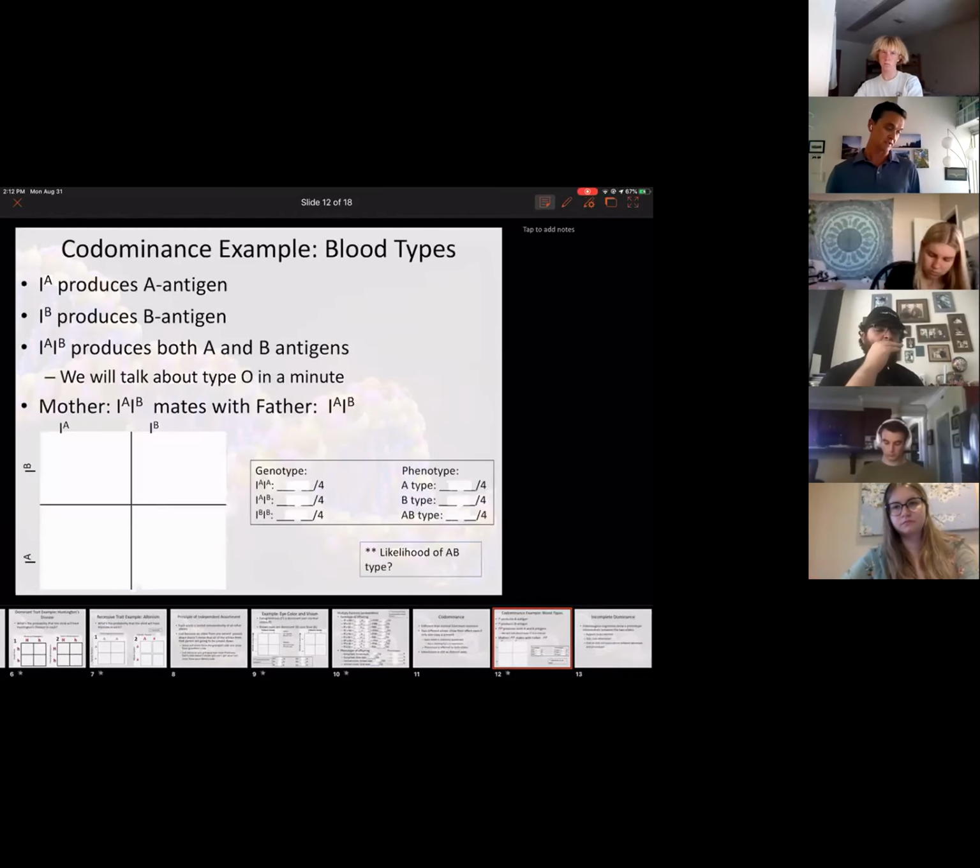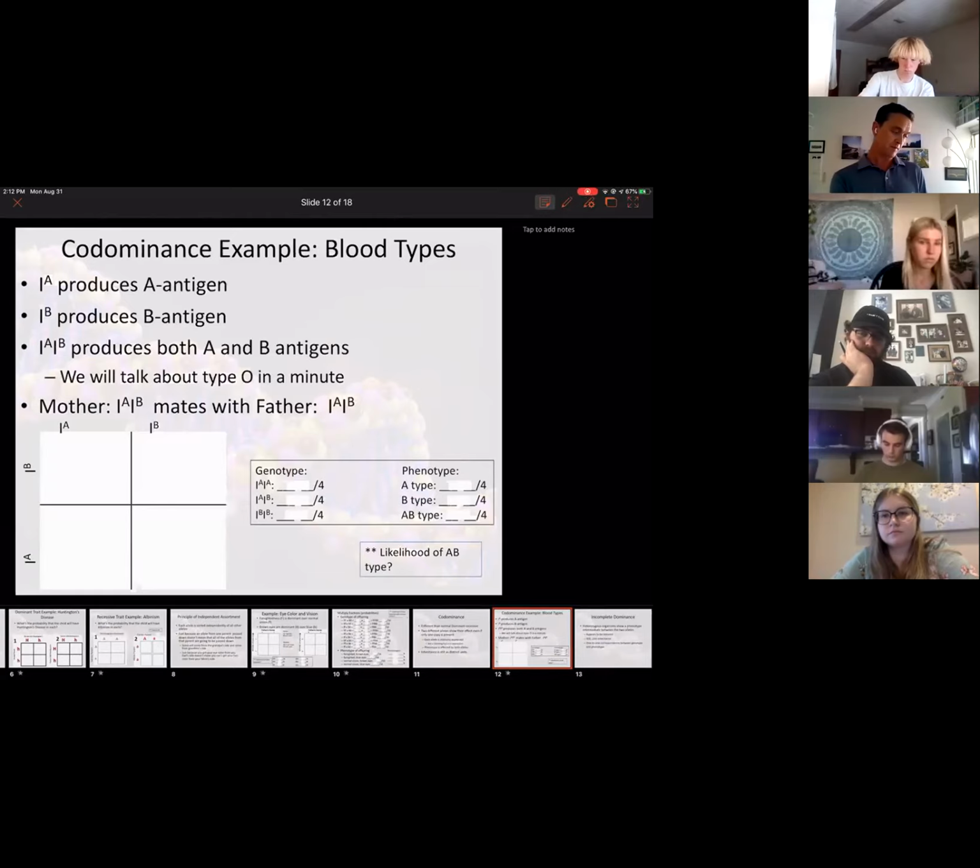Let's show an example of that, okay, with our blood types. We all know that you have AB blood types, right? AB positive, AB negative. We're not talking about the positive negative part yet, but we're talking about the AB specifically. What we use for this is this I, and then on the I is either a capital A or a capital B. If that A shows up anywhere, it's going to make the red blood cell have an A antigen on it. If the B shows up anywhere, it's going to make the red blood cell have a B antigen on it. They don't cancel each other out.